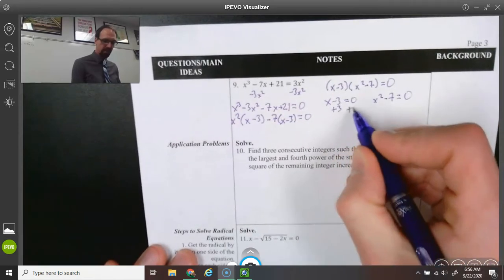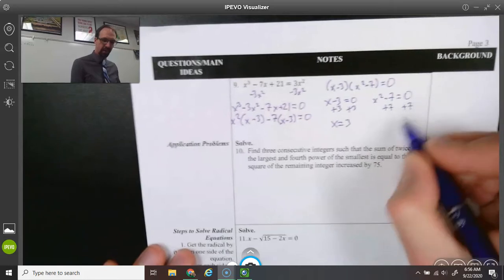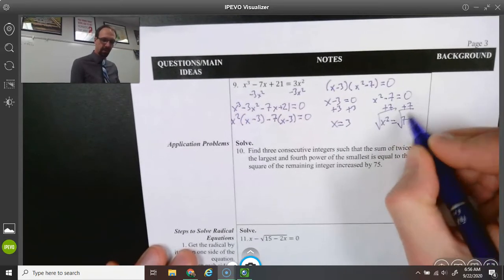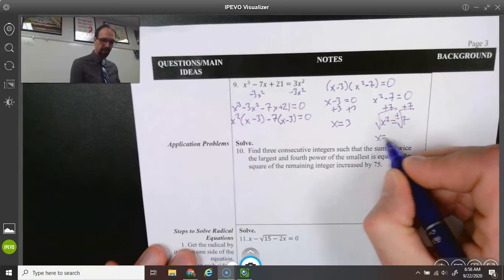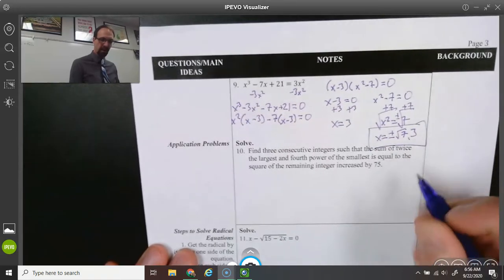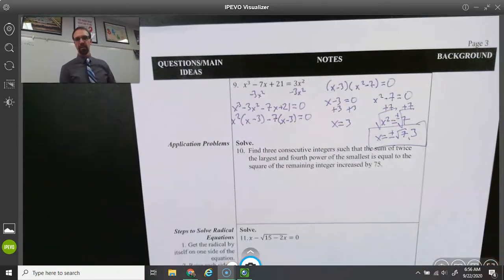Add 3 on both sides, you get x equals 3. Add 7 on both sides, x squared equals 7. Take the square root, plus or minus. So you get x equals plus or minus square root of 7, and 3. Again, I want to make a note: you had a cubic, third power, as your degree to start out with, and you had 3 solutions.